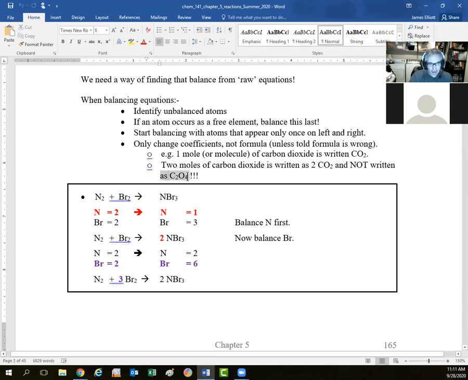We don't suddenly change to C2O4. That's a completely different formula and therefore a completely different chemical. You do not balance the equation by changing the reality of the chemicals which are used up or the chemicals which are produced in the reaction. But as always, let's look at a couple of examples to clear this up.